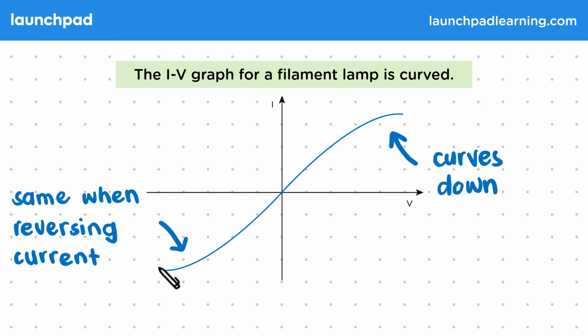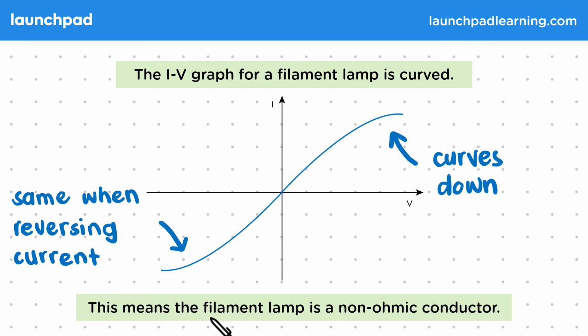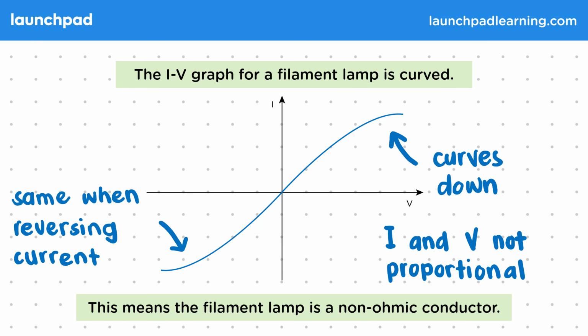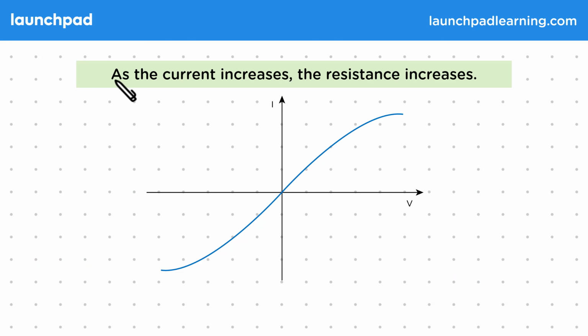But since the graph is curved, this means the filament lamp is a non-ohmic conductor. Remember that ohmic conductors have constant resistances, and they have straight IV graphs to show current and potential difference are proportional. But here, the lamp is non-ohmic and the current and potential difference are not proportional. Instead, as the current increases, the resistance increases.